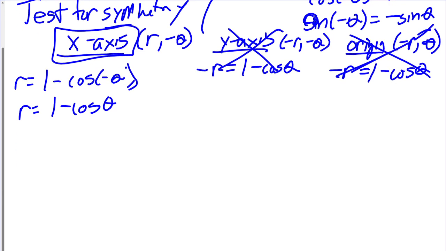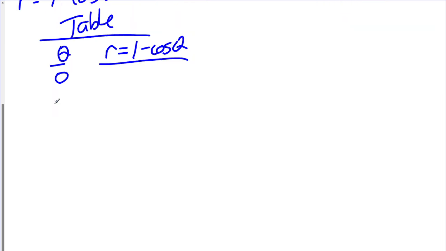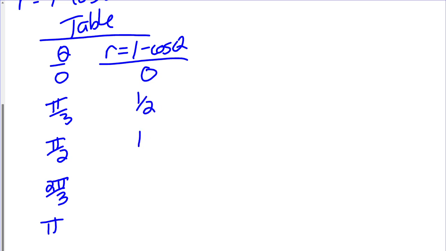Now to graph our equation, we can look at a table. If we look at theta and then r equals 1 minus cosine theta, we'll look at some easy values. Let's look at 0, the easy one, then pi thirds, pi halves, 2 pi thirds, and pi. If we plug those into r equals 1 minus cosine theta, we get 0, 1/2, 1, 3/2, and 2.